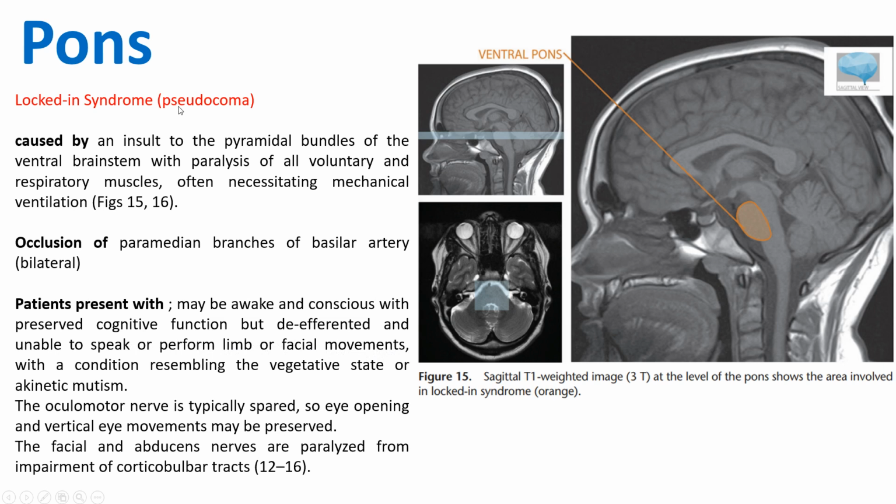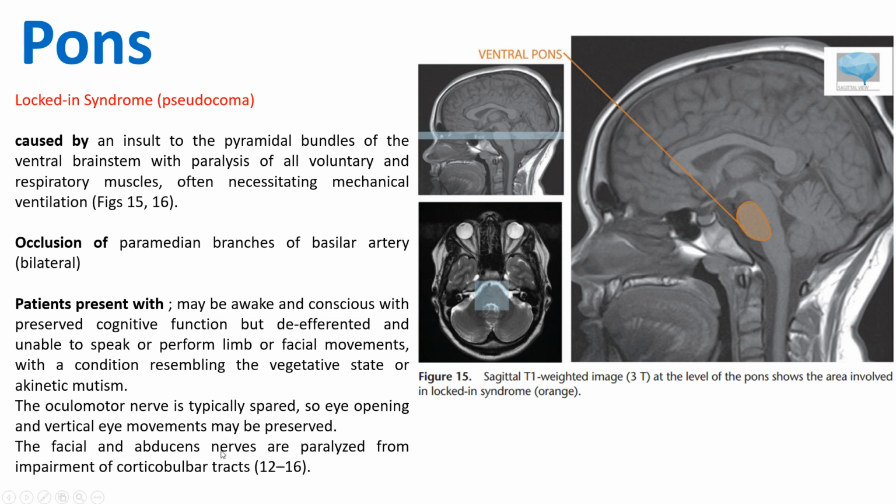The patient seems to have a pseudo coma. He is not really in a coma, but he is in a pseudo coma. The oculomotor nerve is typically spared, so eye opening and vertical eye movement may be preserved. If you ask the patient to move or have some reaction, the oculomotor nerve is spared because we are at the level of the pons. This differentiates it from true coma, where the pupil or the eye movement is involved.